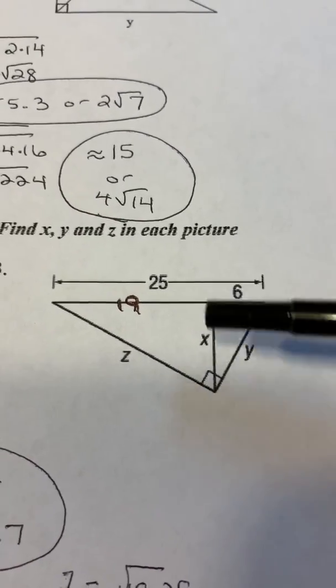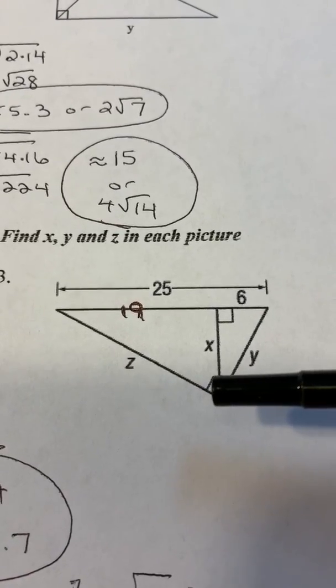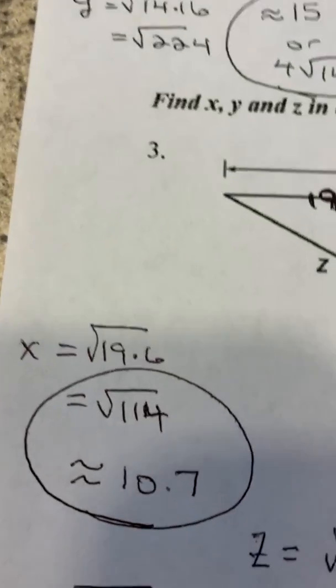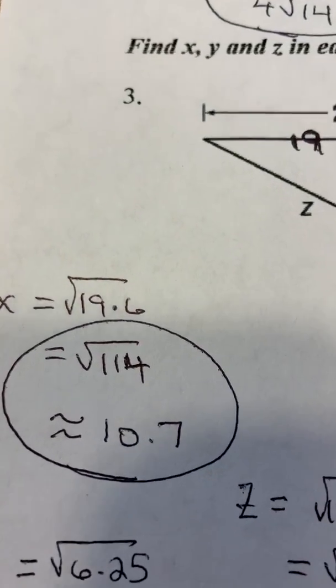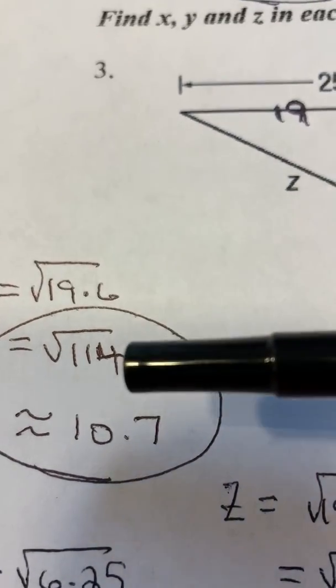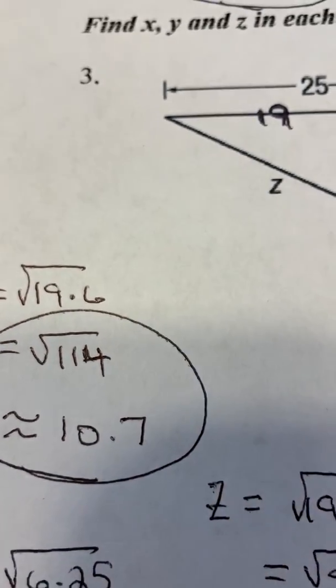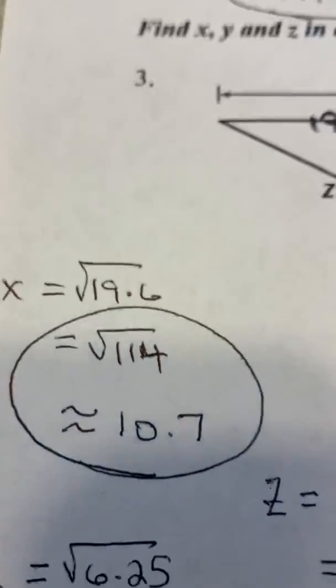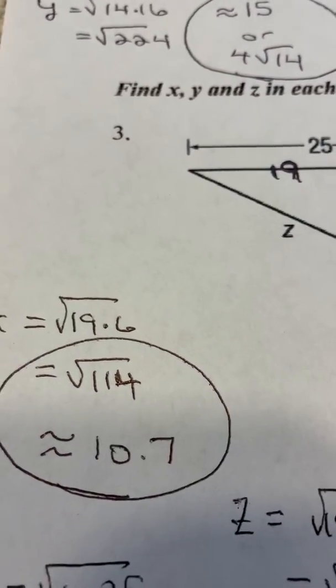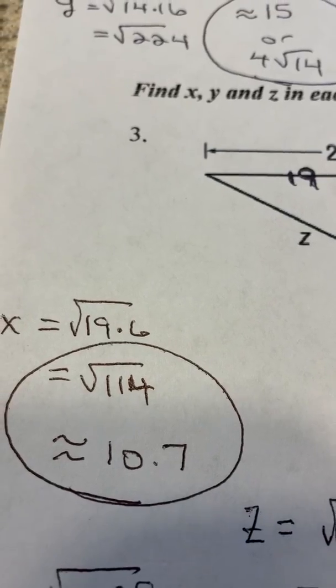So let's start with x. The relationship is going to be between 6 and 19. There it is. Gives you the square root of 114. That doesn't break down. That, believe it or not, does not break down. So that's why I circled it as part of my valid answer set. Square root of 114, or approximately 10.7.